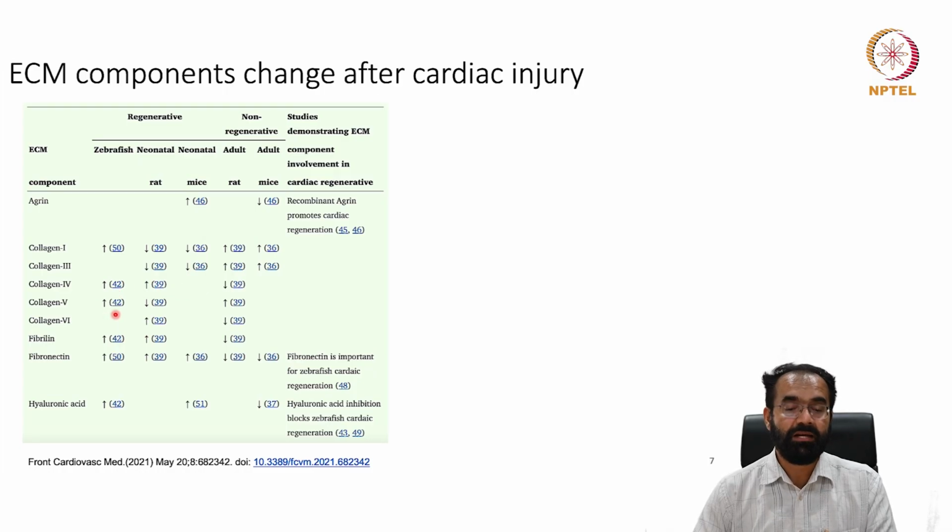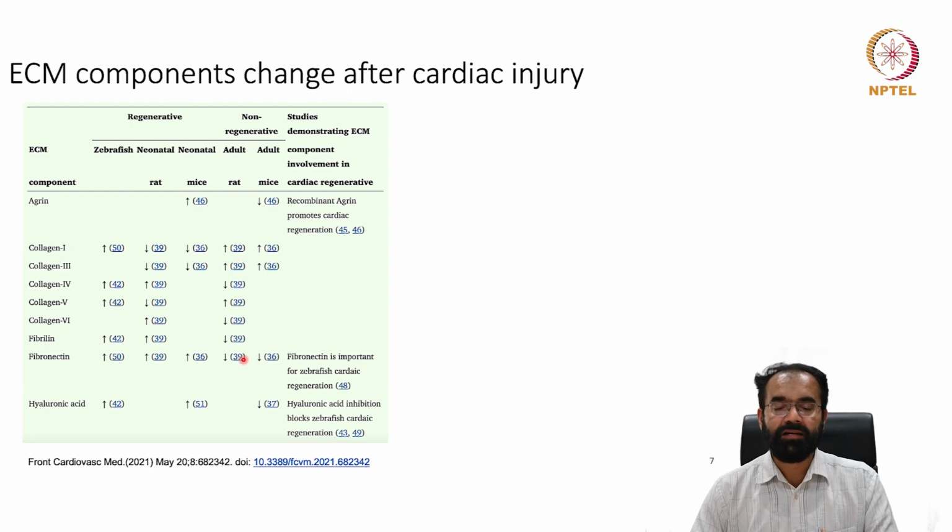In mice, no reports are available. And collagen 5 in zebrafish goes up, but in neonatal rat, where it can regenerate, collagen 5 goes down. So some opposite results are also seen, but a lot of them, like fibrillin and fibronectin, go up in zebrafish, up in rat, and even up in mice. And when it comes to the adult non-regenerative scenario, the adult rat and adult mice, you can see a lot of them, like collagen 1 going down in both mice and rat, but going up in the case of adult rat, yet it doesn't regenerate.